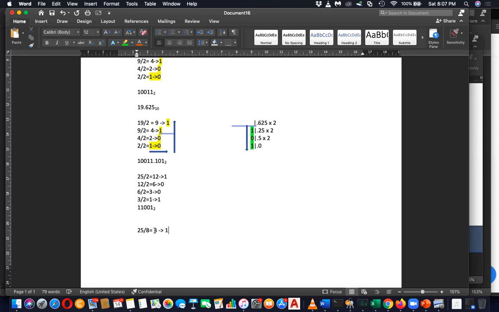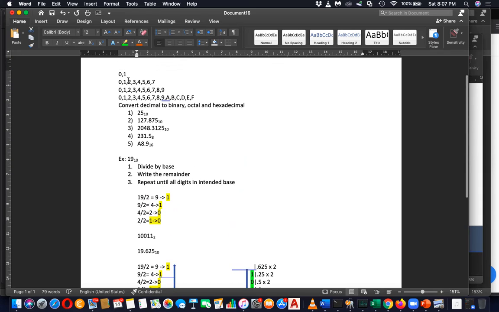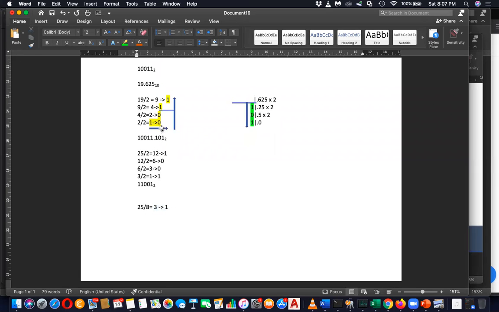Then 3 and 1 both belong to octal, so no need to calculate again. You take it in this direction and then up. No need to go up actually because it's a very small one. No need to climb the ladder. So the value will be 31 in octal. It's very simple.